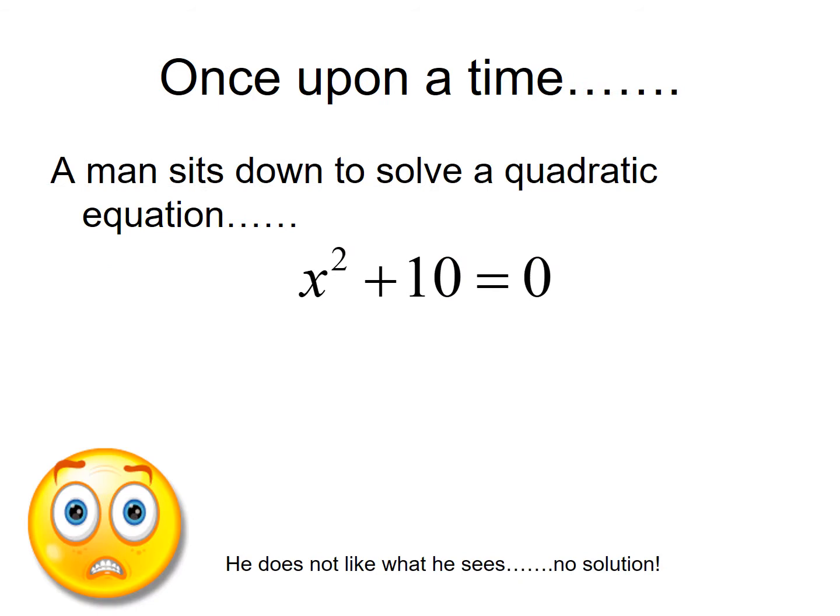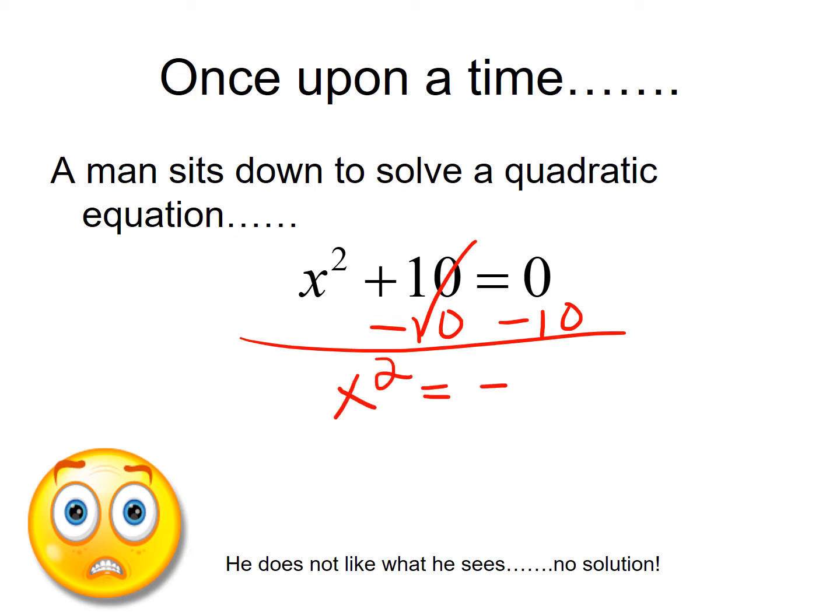So once upon a time, a man or a woman sat down to solve a quadratic equation. And to solve this quadratic equation, they would think to themselves in their mathematical mind, oh, well, this is simple. All I need to do is get the x squared alone. So in order to do that, I need to subtract 10 from both sides, canceling this, leaving me with x squared on the left and a negative 10 on the right. Oh, well, if I need to get rid of the squared on the x, I'm going to take the square root. And this is where it falls apart.